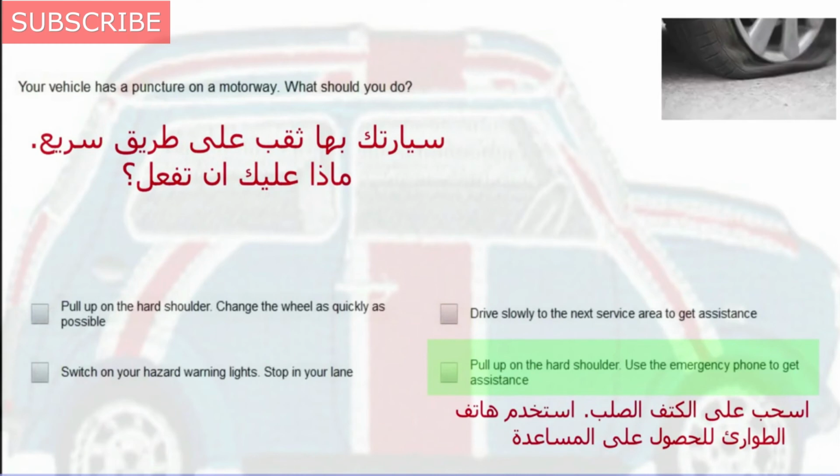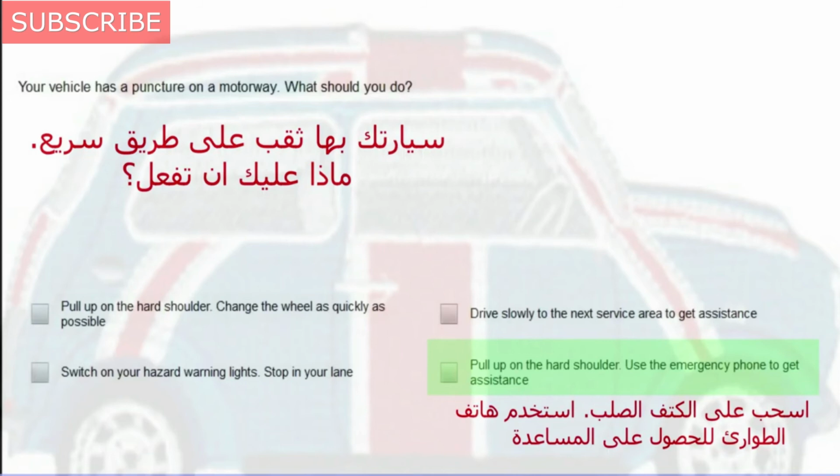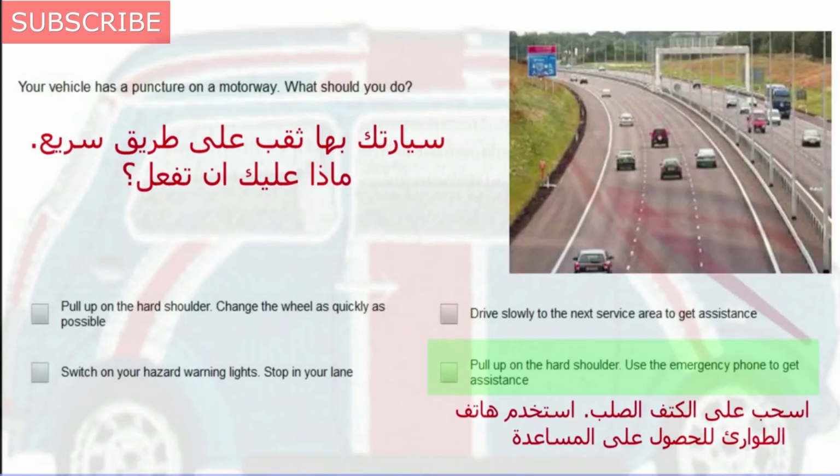Your vehicle has a puncture on a motorway. What should you do? Pull up on the hard shoulder. Use the emergency phone to get assistance.